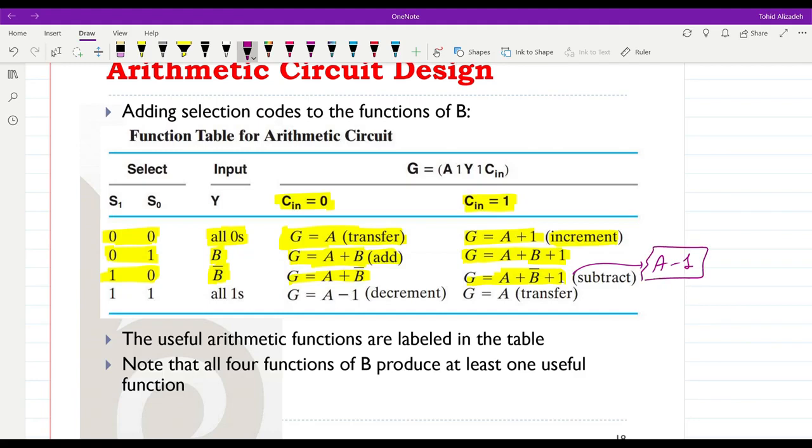And finally, when we have 1 and 1 for S1 and S0, the output will be all 1s. With Cin equal to 1, we will get G equal to A minus 1. This may not be that clear at the beginning, why we have G equal to A minus 1, which is indeed decrementing. But if you try it, let's say we have 4 bits.